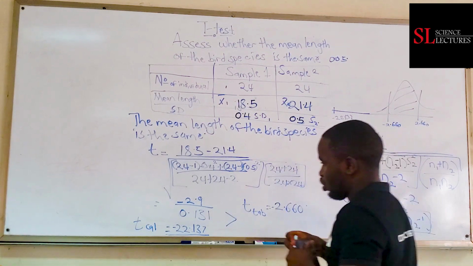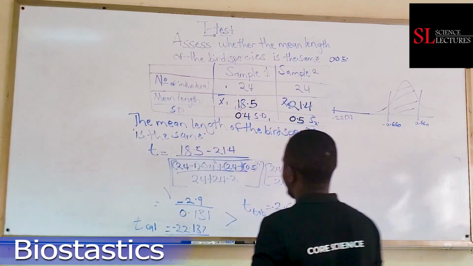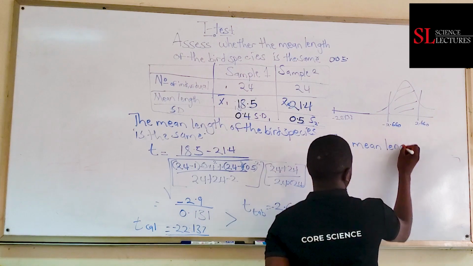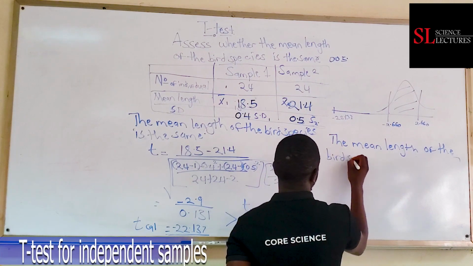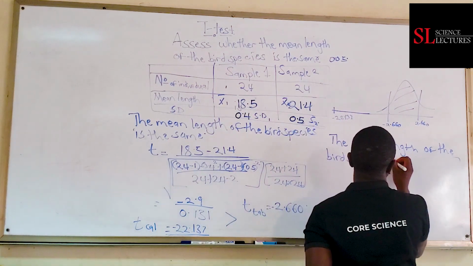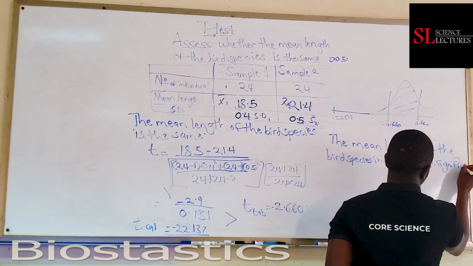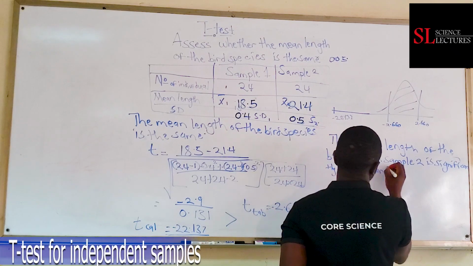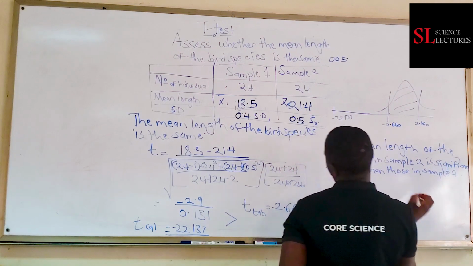So after this, you have to conclude, just like any other scientist. You conclude that the mean length of the bird species, in which one of the two has the largest, in sample 2, is significantly larger than those in sample 1.